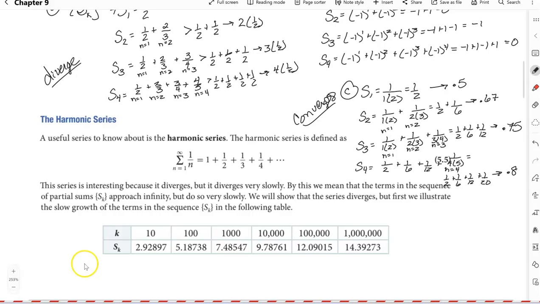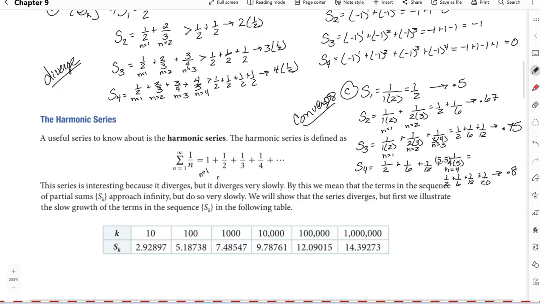So let's look at another one. This one's called the harmonic series. We're looking at the sum from n equals 1 to infinity of 1 over n. And this one's a little surprising. I'm looking at plugging in the value. So when I plug in 1, I'm going to get 1 over 1, which is 1. That's my n equals 1 term.